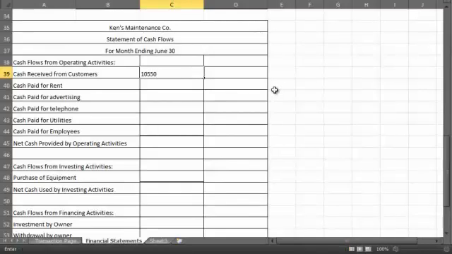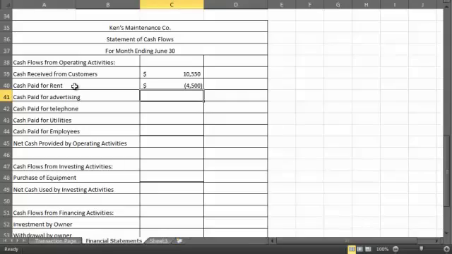And that would be $10,550. Now this, of course, is a positive amount. What about the amount of cash we paid for rent? If we go back and look, we see that we paid our rent, which is an outflow of cash, which would be a negative amount, so it's a negative $4,500. We also paid cash for advertising, and if we look at each of these, paying for rent, paying advertising, paying for our phone in our company, paying for the utilities, paying our employees, those are all expenses and cash outflows here that are actually part of our everyday operations of our business.